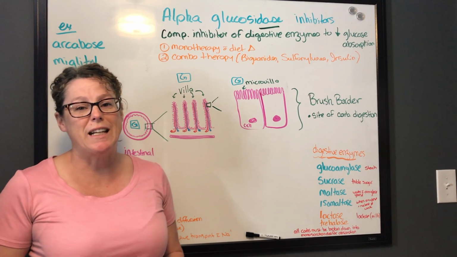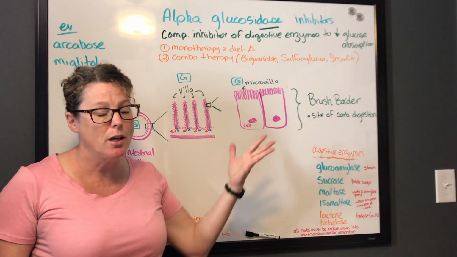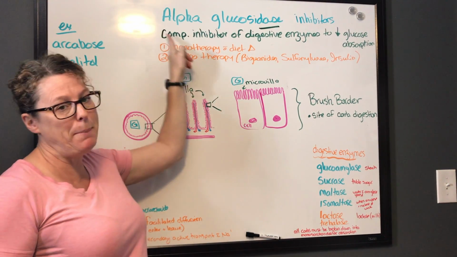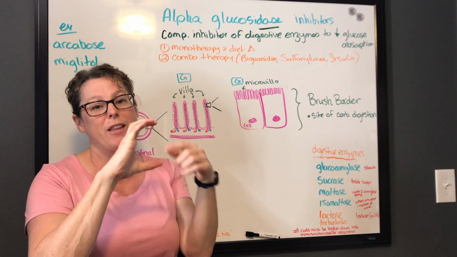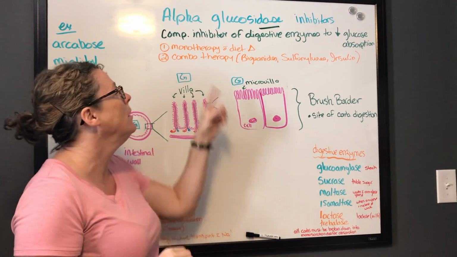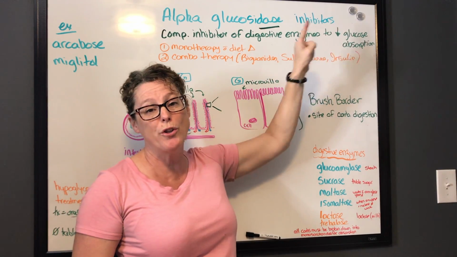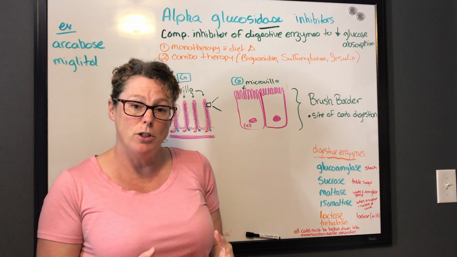Now, an alpha-glucosidase inhibitor does just that. It inhibits our body's ability to use glucosidase. So it's a competitive inhibitor, which means it's going to go and bind at that site so that the enzyme can't do its job. It's a competitive inhibitor of digestive enzymes, and the goal, the target, is to decrease the amount of glucose that we have in our bloodstream.